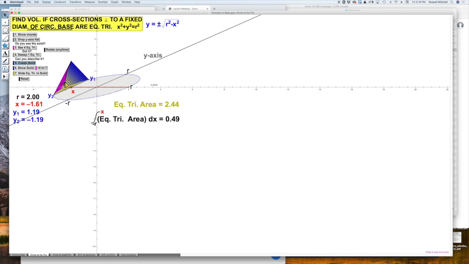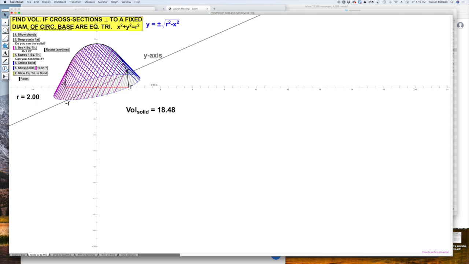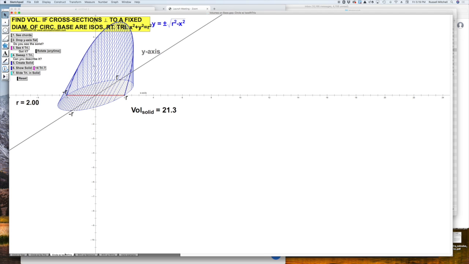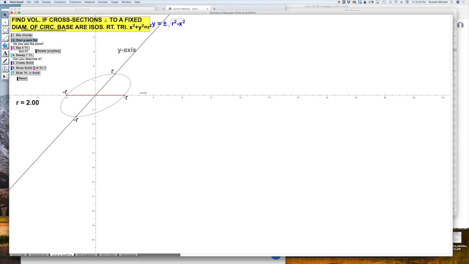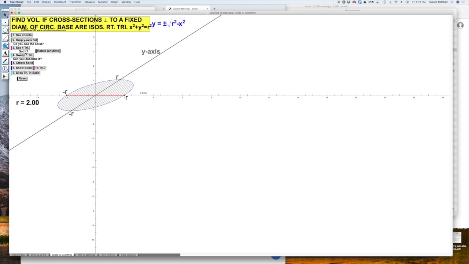So we'll create the solid. And then show the solid. And then there's 4 of them in it, okay? And then here's another one, okay? Let me reset it. There's the chords, and it's already tilted so you can see these, okay?